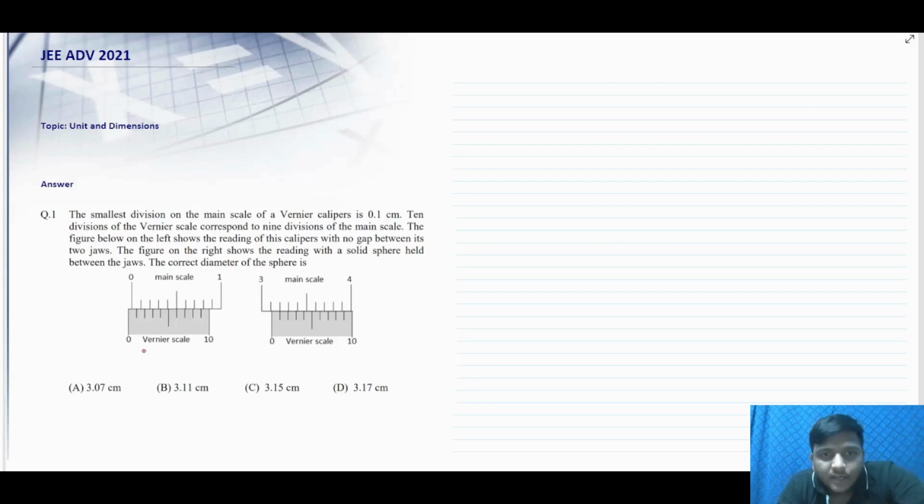You might be wondering why there are two images. The first image is to show us how the zero error is there, and the second image is for the Vernier scale reading. So let's see how we solve this type of question.